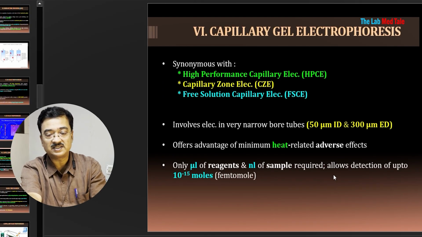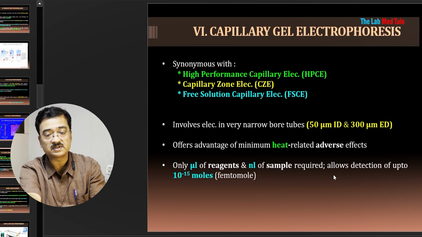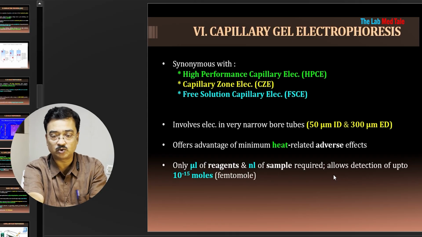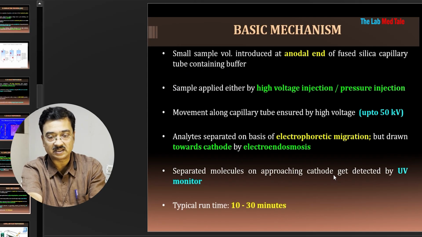Now the advanced mechanism is called capillary gel electrophoresis, which is more of an automated version. Capillary gel electrophoresis gives a faster performance nowadays. Electrophoresis takes about 60 minutes, but in capillary it takes about 1.5 or 2 minutes. So it is more advanced nowadays with capillary gel electrophoresis.